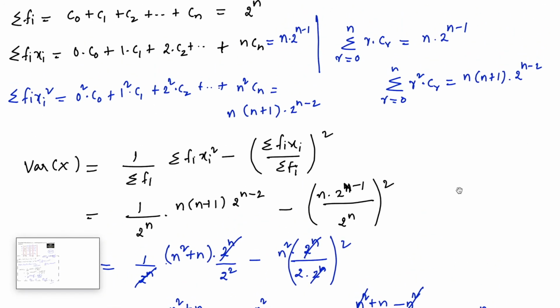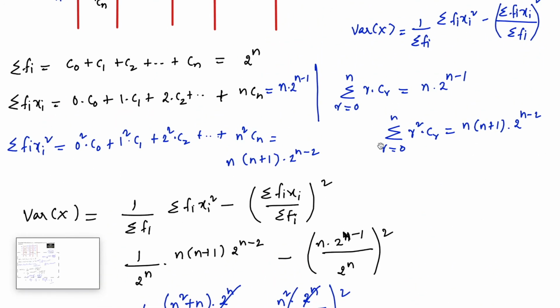So we need to remember these properties. The sum of the binomial coefficients is 2 power n. Summation of r from 0 to n of r into Cr is equal to n into 2 power n minus 1. And summation of r from 0 to n of r square into Cr is n into n plus 1 into 2 power n minus 2.